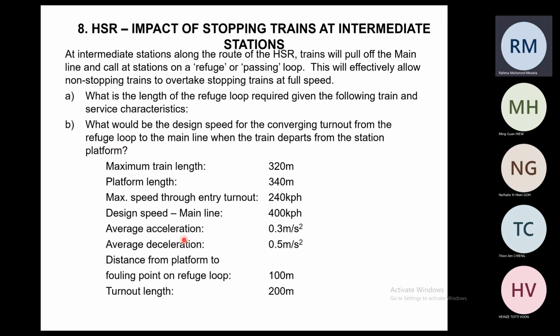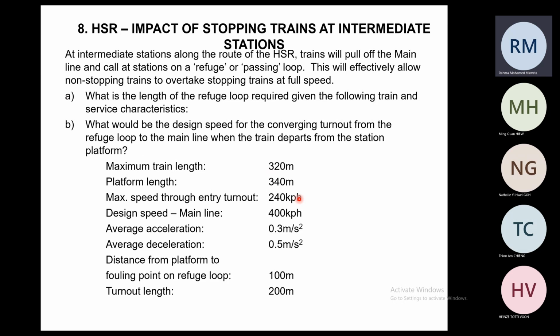So these are the characteristics given. The maximum train length is 320 meters. Your platform length is 340 meters. And your maximum speed through the entry turnout is 240 kilometers per hour.